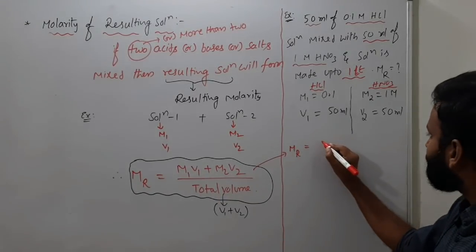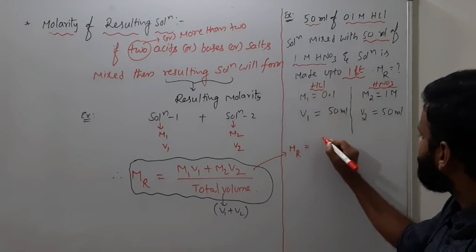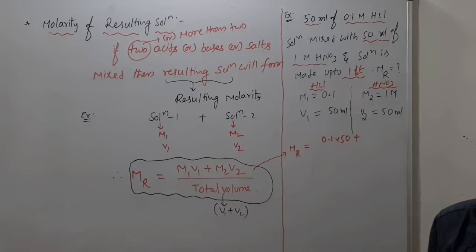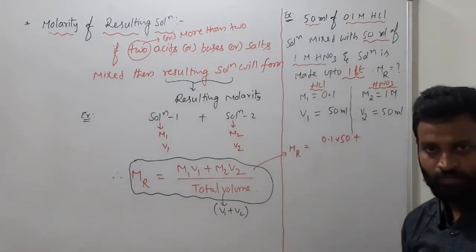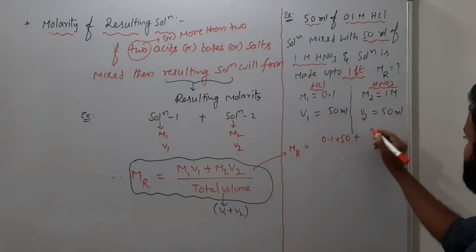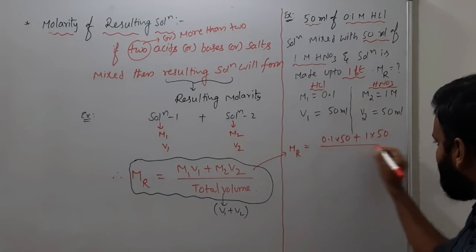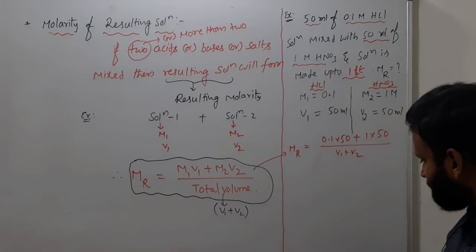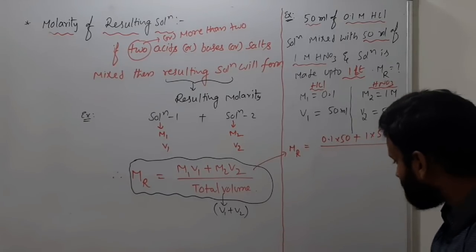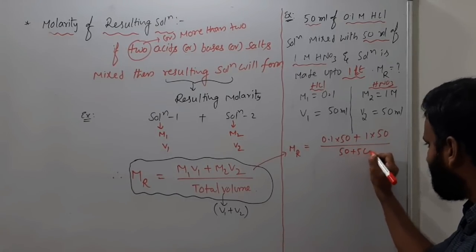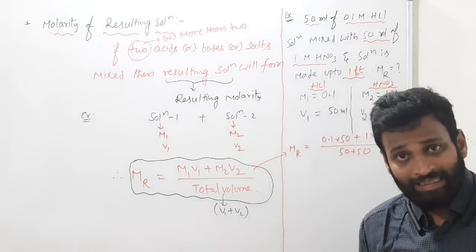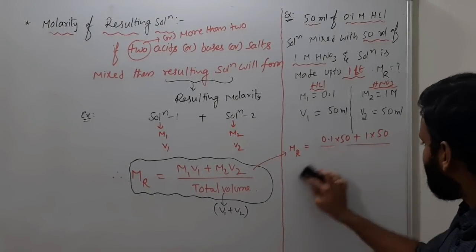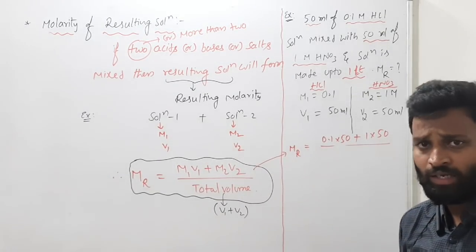What is M1? 0.1. What is V1? 50. This is M1V1 plus M2V2, that is 1 into 50, divided by V1 plus V2. Can we write V1 plus V2 as total volume, 50 plus 50? If you write like that, your numerical will be wrong, because 100 you cannot take.